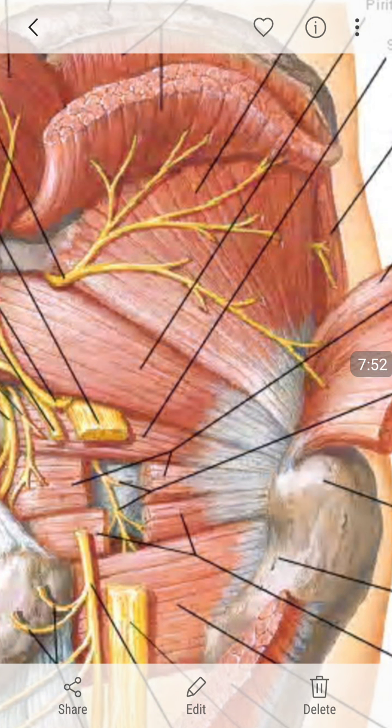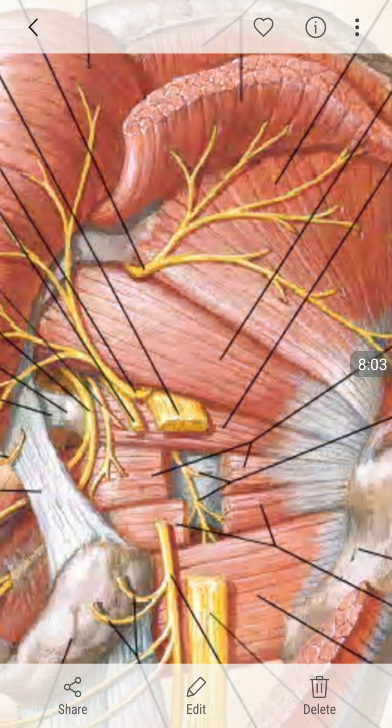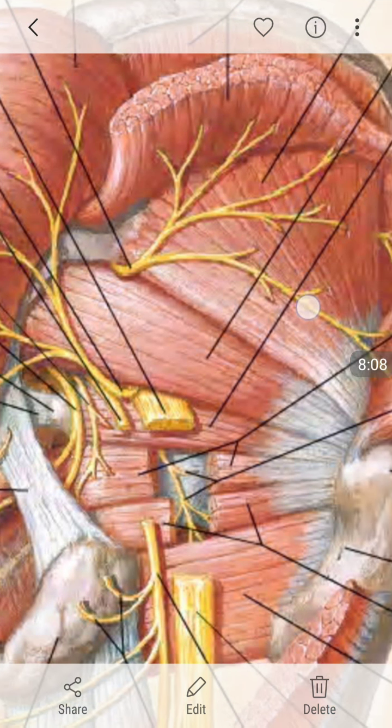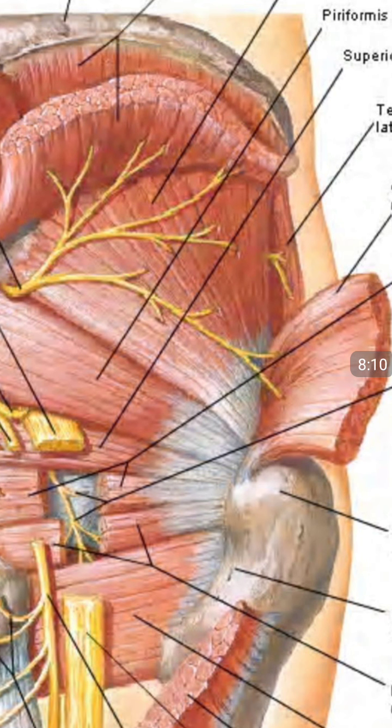Plus, here you see a small branch of the superior gluteal nerve piercing the gluteus medius and supplying the tensor fasciae latae muscle. This is tensor fasciae latae. So the superior gluteal nerve is supplying gluteus medius, minimus and tensor fasciae latae.